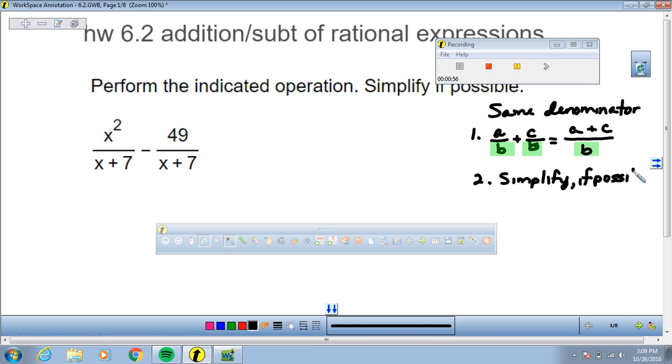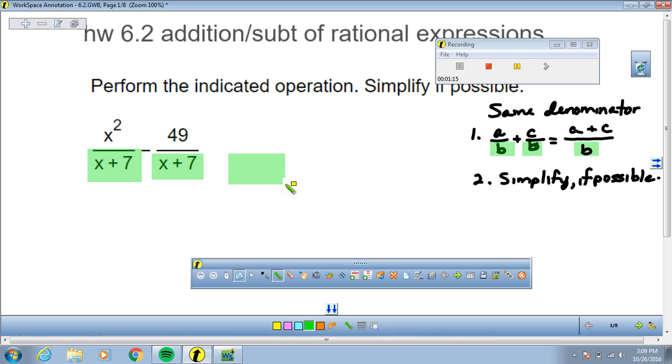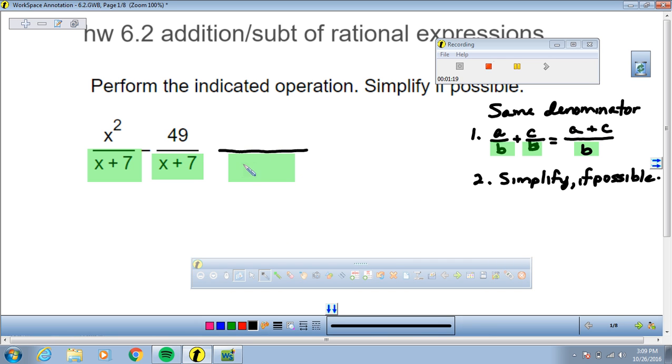Now, to simplify a fraction, like Ms. Rangel has already shown you, you have to factor the numerator and denominator if possible, and then divide common factors. Okay, so let's begin with this. So right here on this fraction, we got the same denominator on both of these fractions, so we're going to add them or subtract them and put them over the same common denominator.